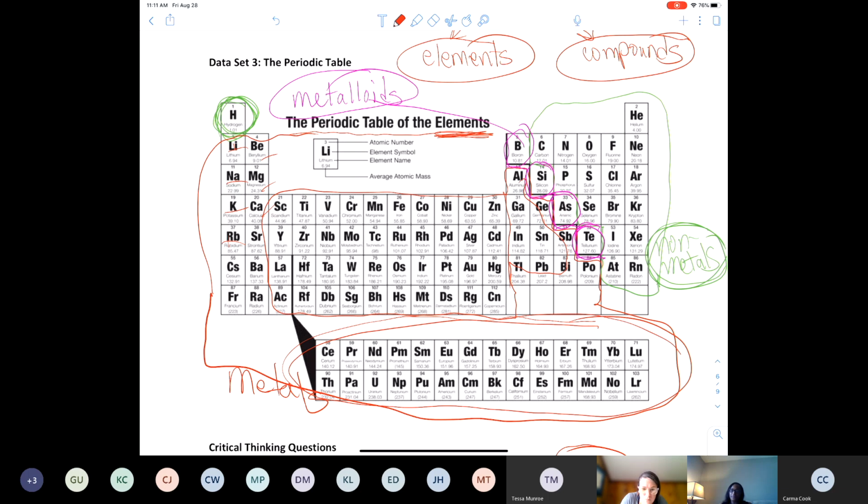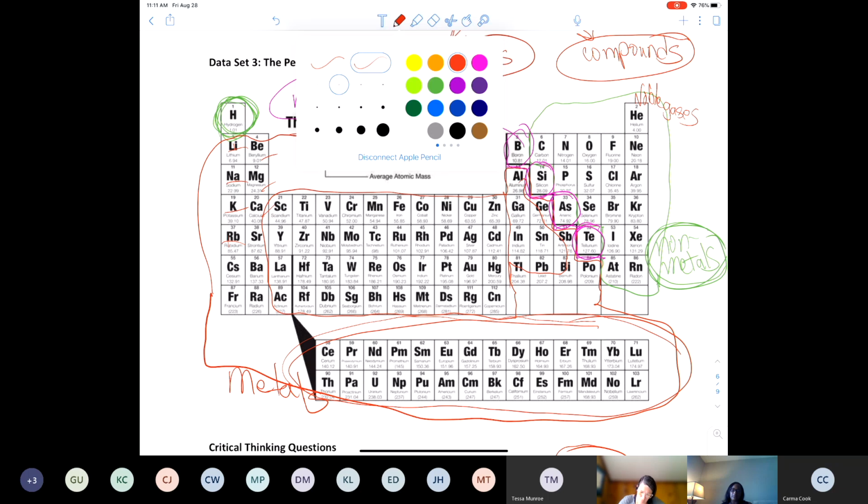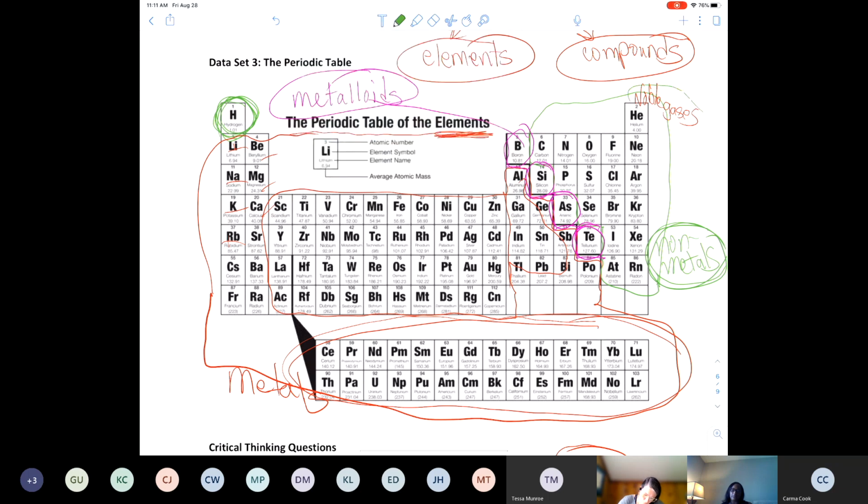And then the nonmetals, this very last column, these are your noble gases. And then the next to the last column with fluorine and chlorine, these are your halogens. So those are two special names for group 7 and group 8 of the nonmetal section of the periodic table.